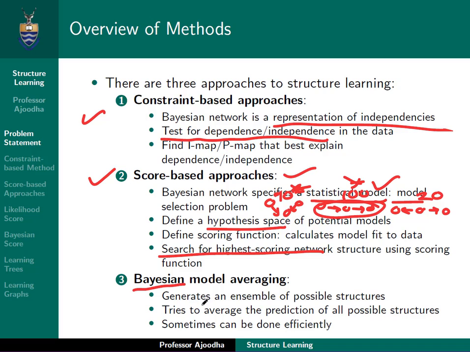here we look at the Bayesian paradigm as an ensemble, as averaging over an ensemble of possible structures. In other words, we average out the prediction accuracy across all possible candidate structures. What this tries to do is average the prediction of all possible structures relative to the data. And very rarely can it be done efficiently. For some discrete spaces in particular it can, but for continuous spaces, it's much more difficult.